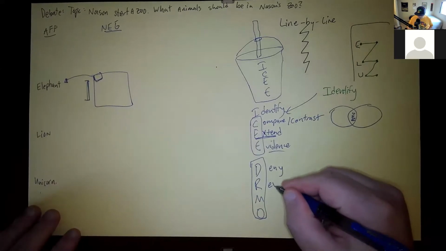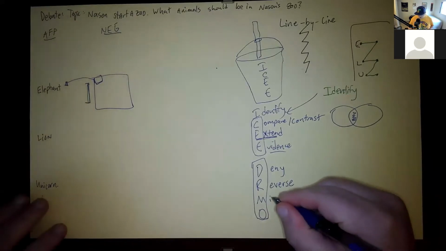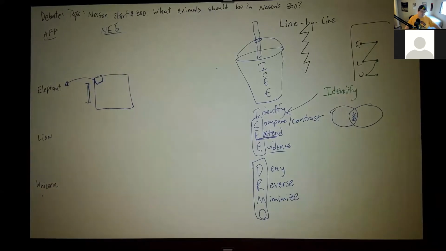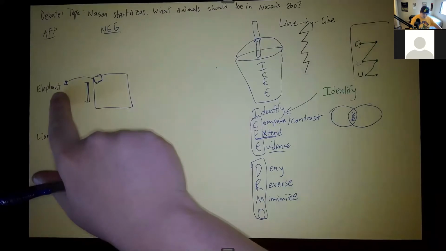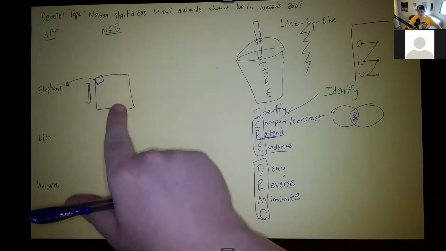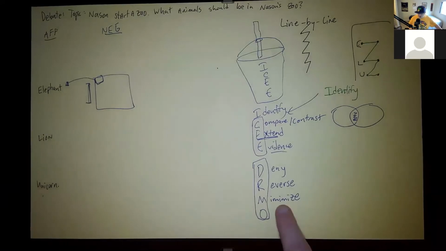The next thing that you can do is reverse it, right? They say they should have an elephant, but the opposite of that is true. They should not have an elephant. The third way you can do it, you can minimize. So even if this is true, it's not that good of an elephant. It's not that good of an animal, right? Sure, you can have an elephant. Is it really that good? Is it that good a zoo? Not really, right? You minimize it.